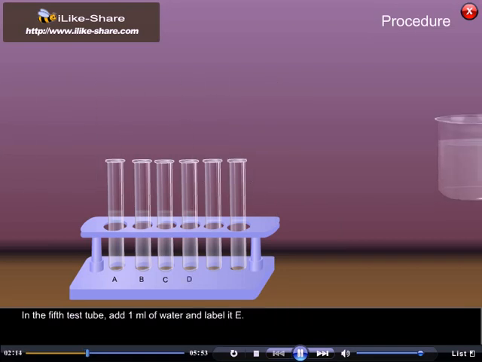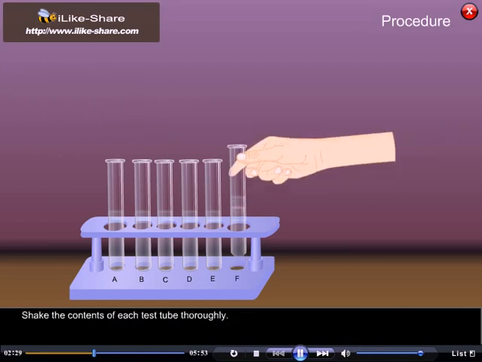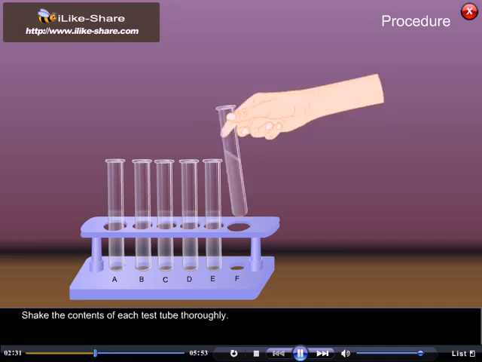In the fifth test tube, add 1 ml of water and label it E. In the sixth test tube, add about 1 ml solution of sodium bicarbonate and label it F. Shake the contents of each test tube thoroughly.